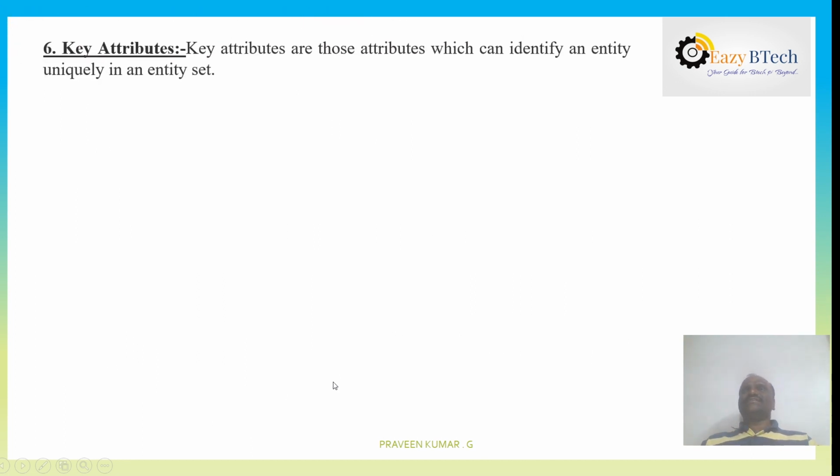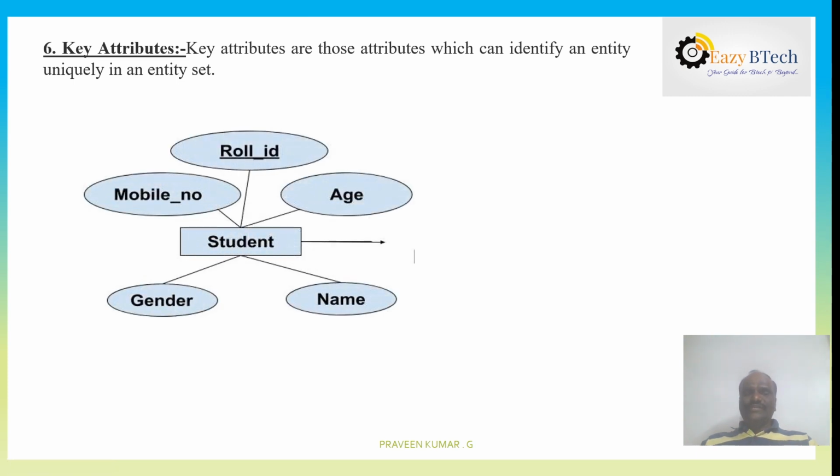Last one is the key attribute. What is a key attribute? A key attribute is nothing but a primary key. This attribute represents all the remaining attributes of the entity. This type of attribute is called a key attribute. Suppose you take a student database: roll number is different for each student. Age is repeated, name is also repeated, gender also repeated. Mobile number is not repeated, but sometimes it is, so this is not a key attribute. By using mobile number we cannot identify the student. By using the roll number we can identify the student.